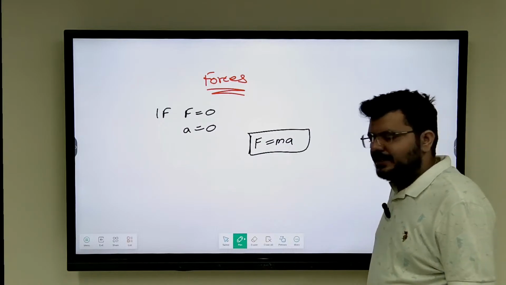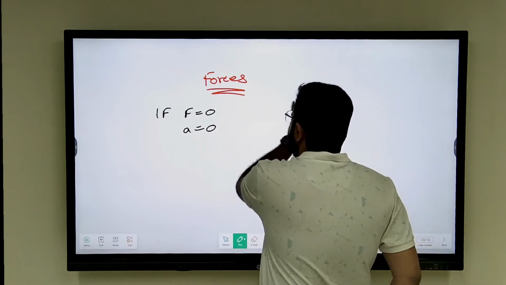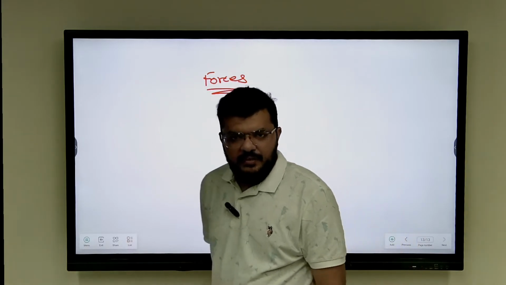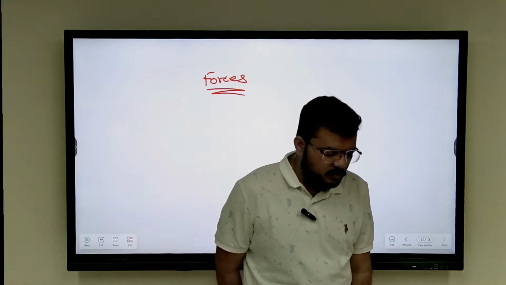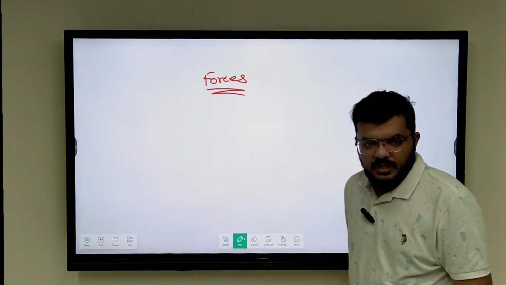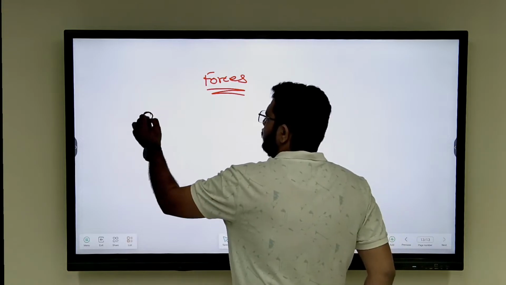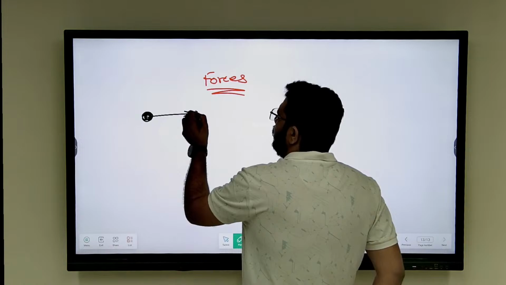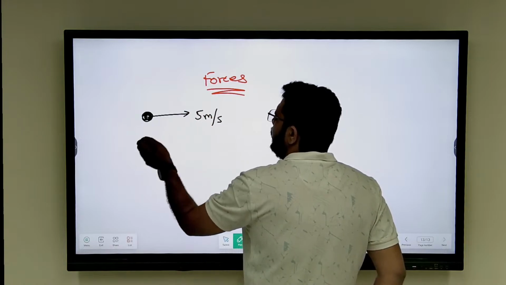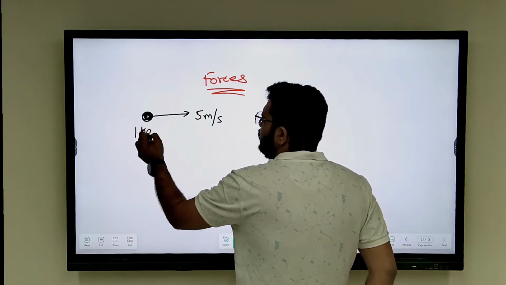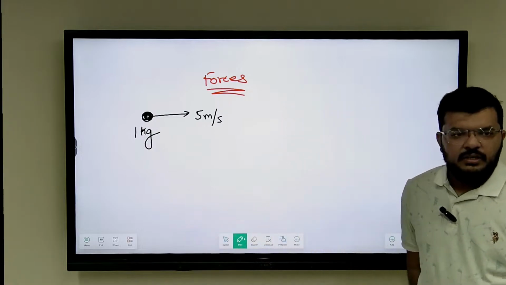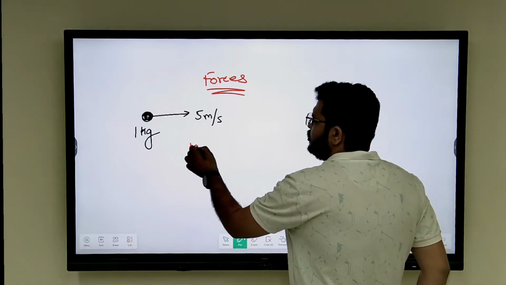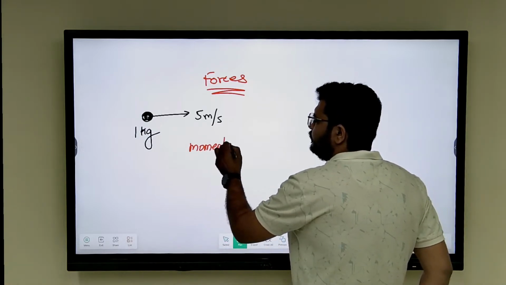But let's take a little bit of a detour and understand how all of this comes into existence, right? When we are looking at forces, when we are looking at motion of objects, let's say there is an object which is moving at a velocity of 5 meters per second, and the mass of the object is 1 kilogram, right? If we want to measure the motion of the object, we give it a name which is known as momentum.